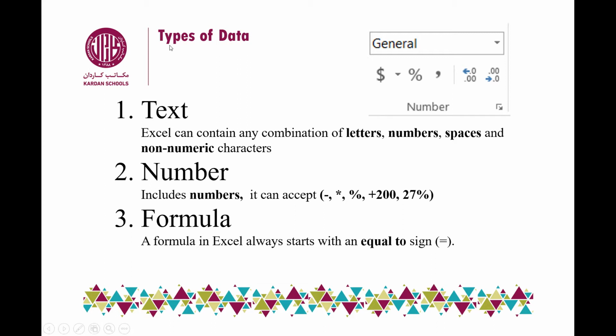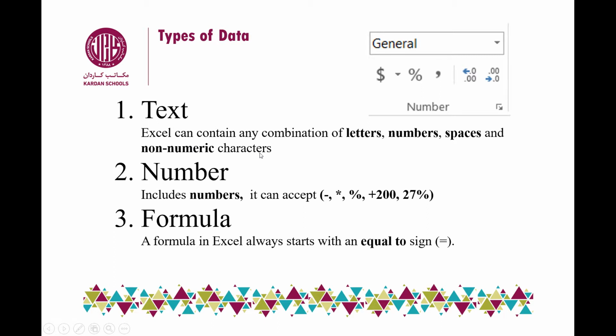First topic is about the types of data. In Excel, we have different types of data. For example, Excel can contain any combination of letters, numbers, and spaces. So when we choose the text, we can enter data like letters, I mean ABC, numbers we can write. Also we can put spaces and also we can write non-numeric characters.